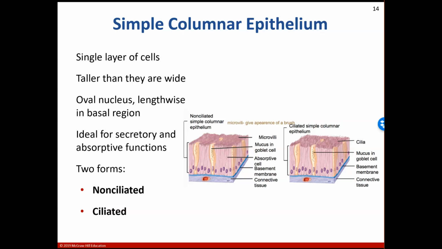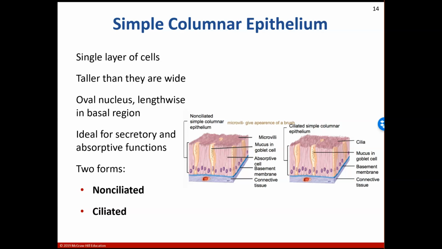And now for our simple columnar epithelium, we're going to have just a single layer of column-shaped cells, and we'll see that their nuclei are oval-shaped. And because they're a single layer, we'll typically find these nuclei closer to the basement membrane, so closer to that basal region of the cell. And these are ideal for secretory and absorptive functions.